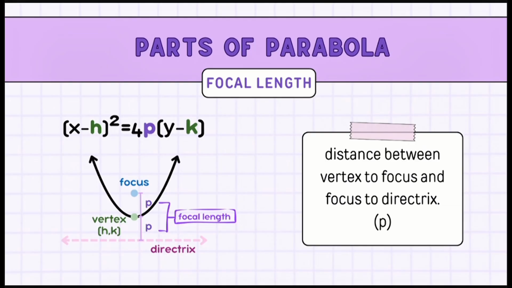Focal length. Focal length is the distance from the vertex to the focus and from the vertex to the directrix. It is also denoted as p. Keep in mind that the vertex to focus and vertex to directrix distances are always the same value, which means that if we have no directrix but we have the vertex and focus, we just count the units from vertex to focus, and that value will also be the distance from the vertex to the directrix.